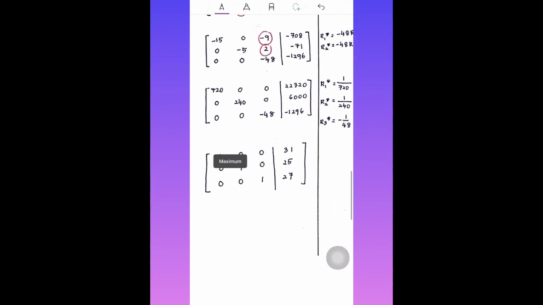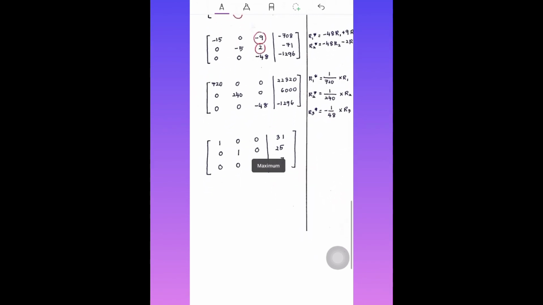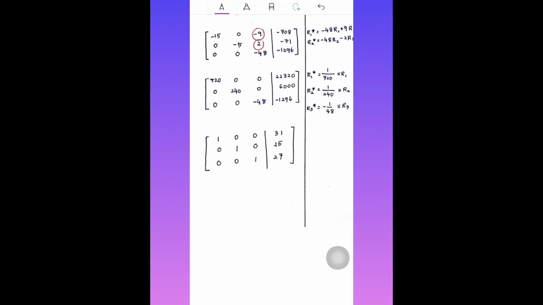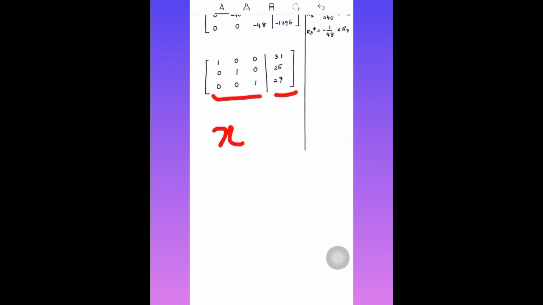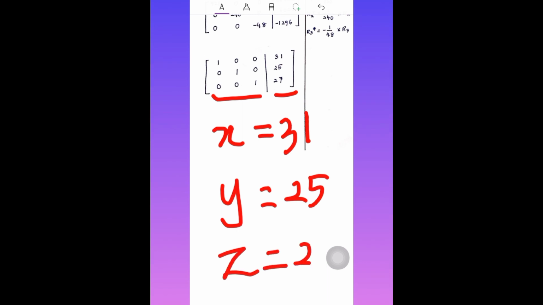We do all the calculations like we have already learned in 4.4. So at last we will finally get the identity on the left hand side, and on the right hand side we will get the answer. So x equals 31, y equals 25, and z equals 27.